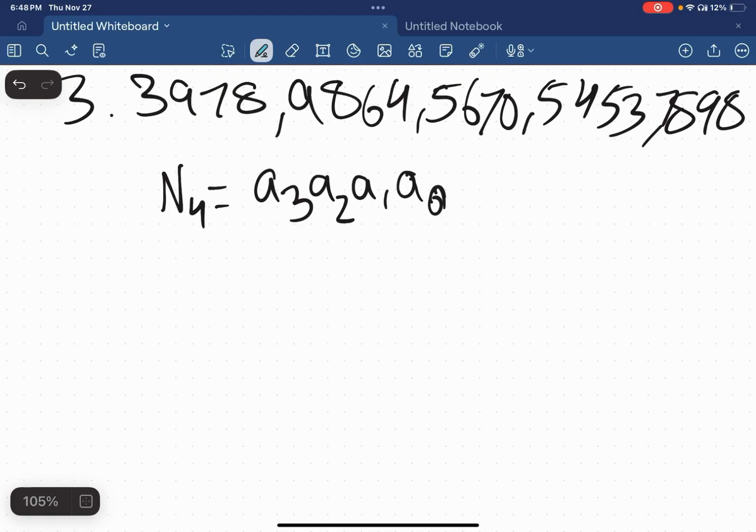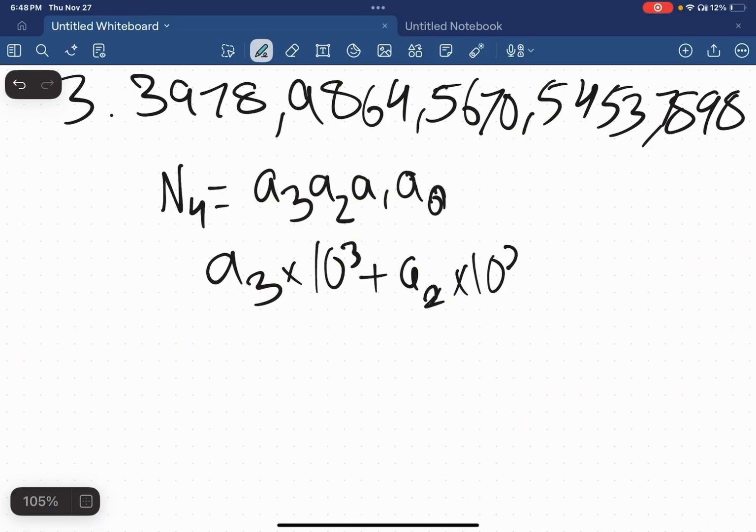This means that A3 is going to be our thousands place, so that's going to be times 10 to the third. And that's going to be plus A2, which is in the hundreds place, so that's going to be times 10 to the second, plus A1 times 10, and plus our A0, which is multiplied by 10 to the 0, which is just 1.